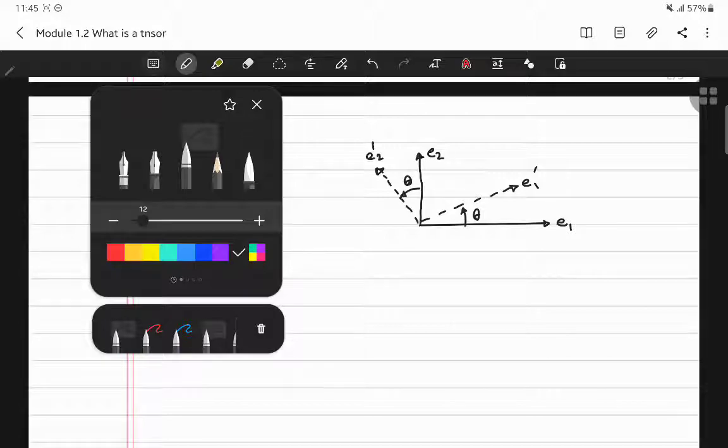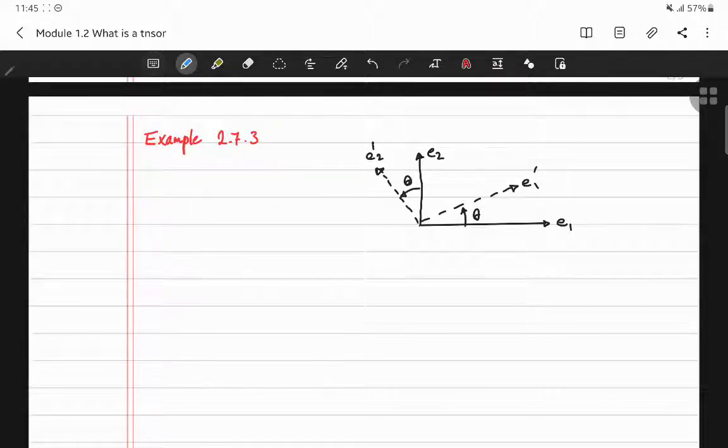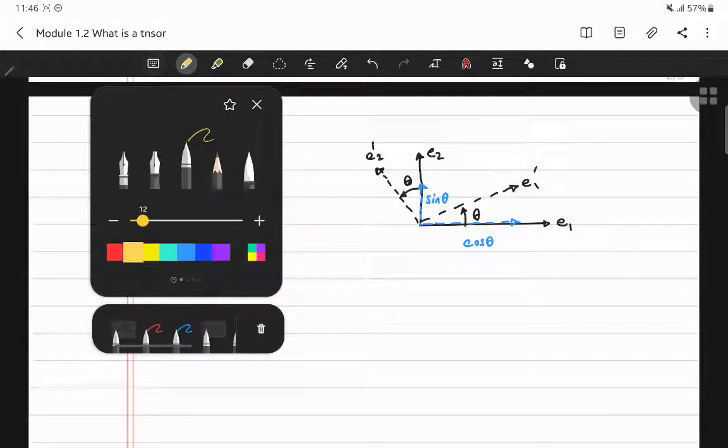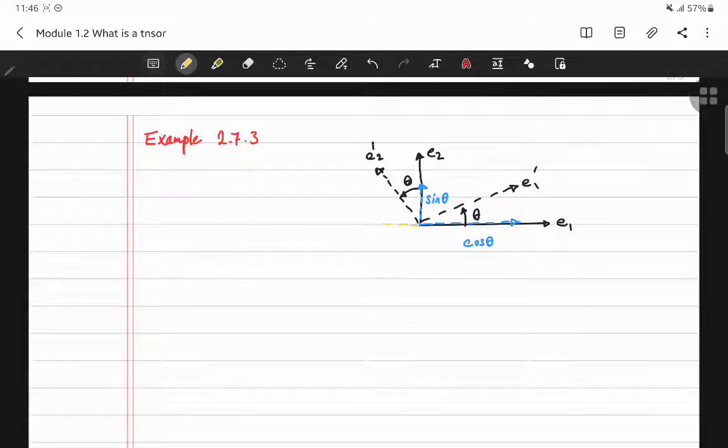So first, we need to find the components in the previous, so we need to decompose E1, E prime 1. If we decompose this, it has a projection here. It is cosine theta, and I do not write the magnitude, which is 1, because E1 and E prime 1 have the magnitude of 1, so I do not write it down here. And also, if we decompose this on E2, this becomes sine theta. If we decompose E prime 2 on the E1 axis, we get something like sine theta, because this is what we want. And here is cosine theta.